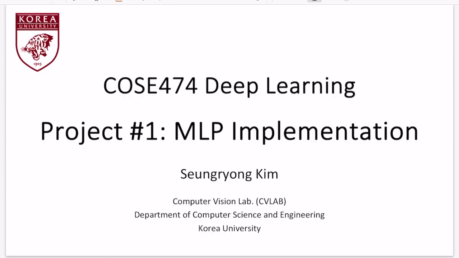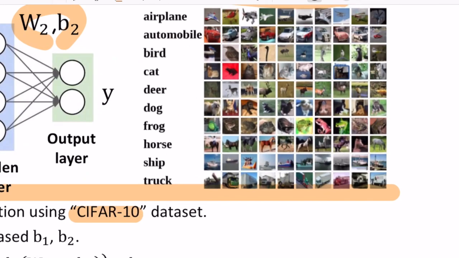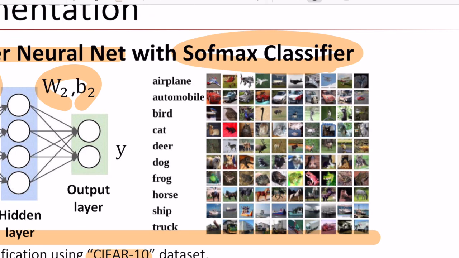Here's the homework, Project 1. In project 1, we will implement a neural network. Specifically, a 2-layer neural network with a softmax classifier. This was our short quiz, right? In this project, we will use the CIFAR-10 image classification dataset, as we discussed here.